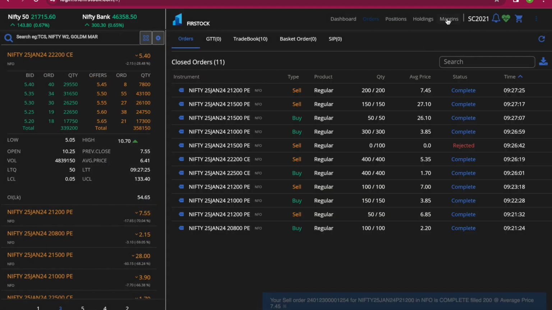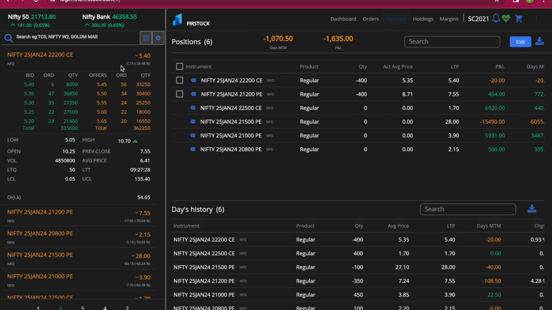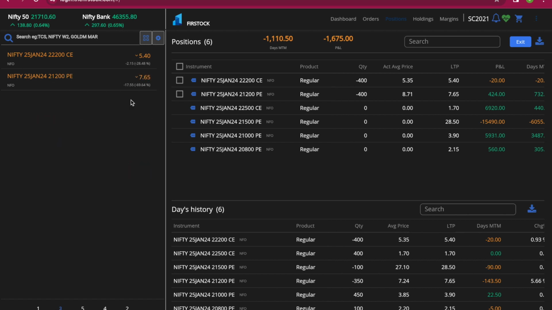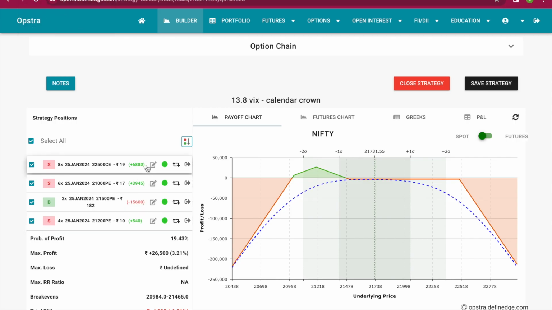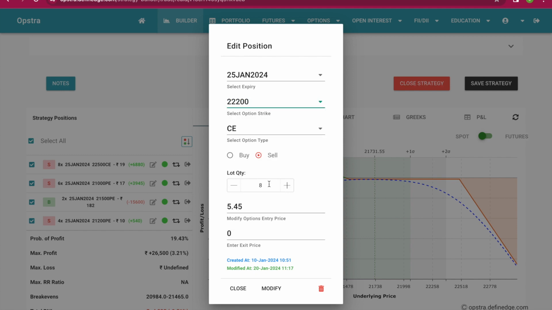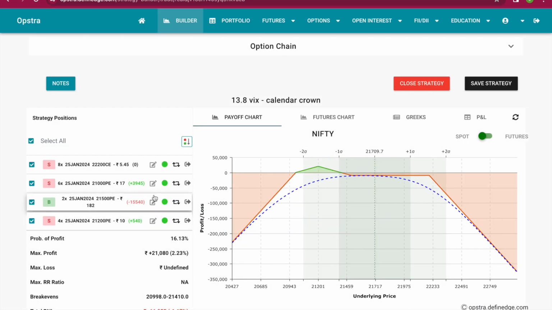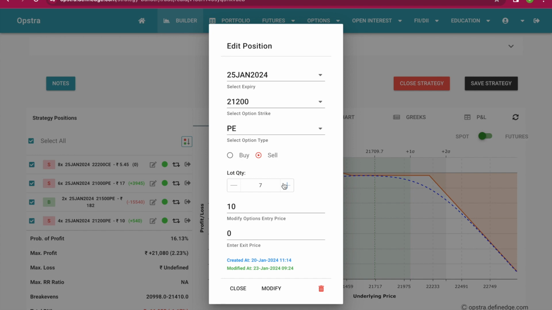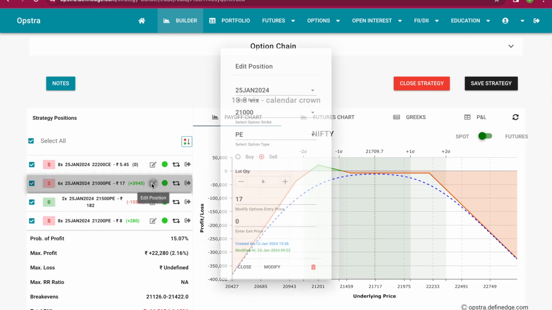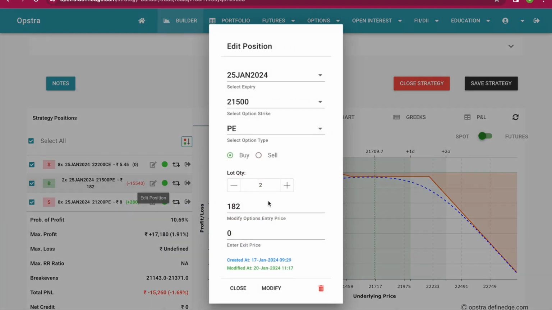7.45. These are complete. Now let's check the margin. Yes, this is perfect. Okay, 22,200 CE, 21,200 PE. This is the perfect balance that I'm looking at, and 8 and 5. Okay, this becomes 22,200 CE. Okay, this is fine, and 21,200 PE. That is also 8 lots. Just make it 8. Modify again. We can delete this, and we can delete this.